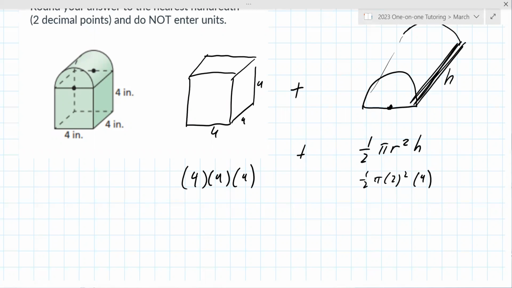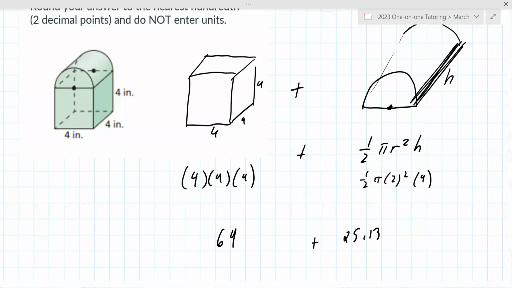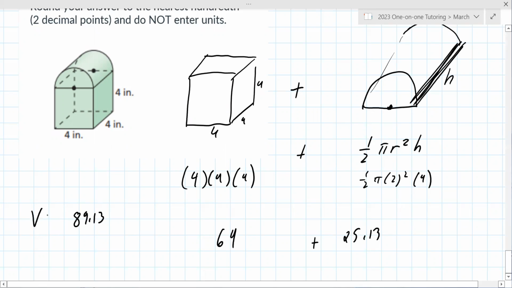I'll do the same here. This one I can't do alone, I've got to get some technology involved. Okay, for the half cylinder, I got 25.13. Yep, that's correct. And this one is 64. So you can add those together. 89.13. Yes. That's the total volume. Good.